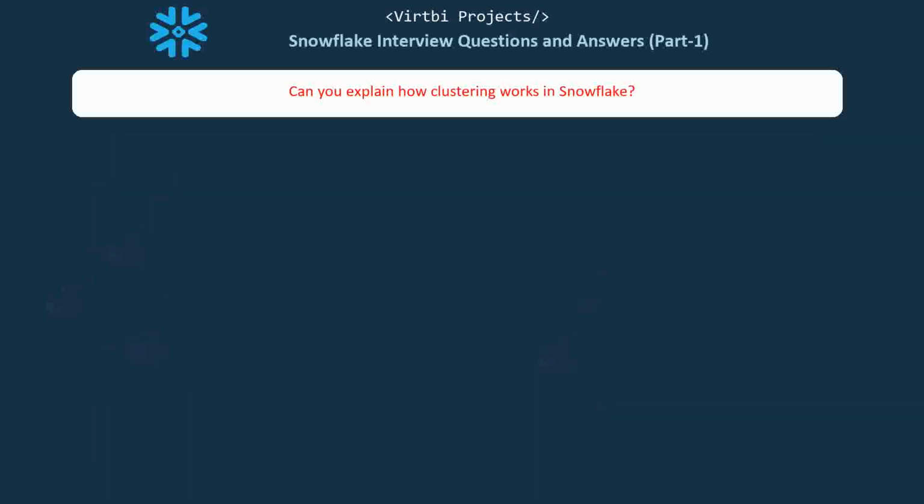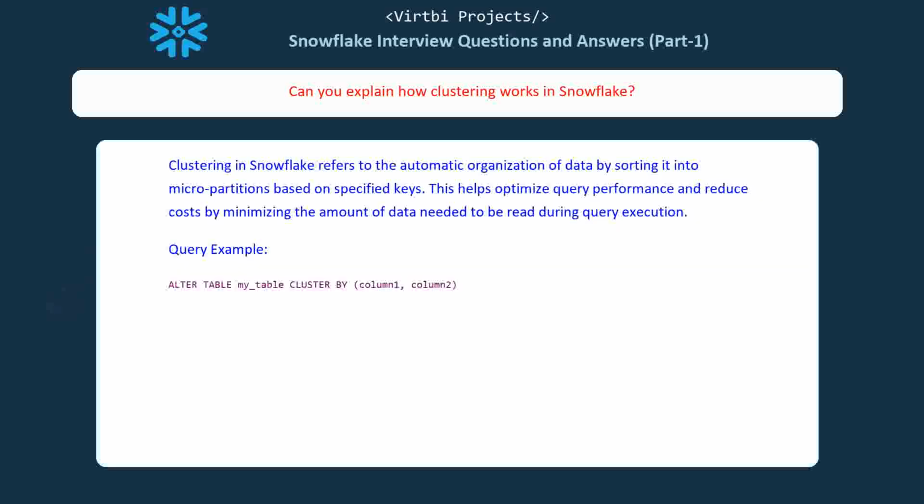Can you explain how clustering works in Snowflake? Clustering in Snowflake refers to the automatic organization of data by sorting it into micropartitions based on specified keys. This helps optimize query performance and reduce costs by minimizing the amount of data needed to be read during query execution. Here's an example query.